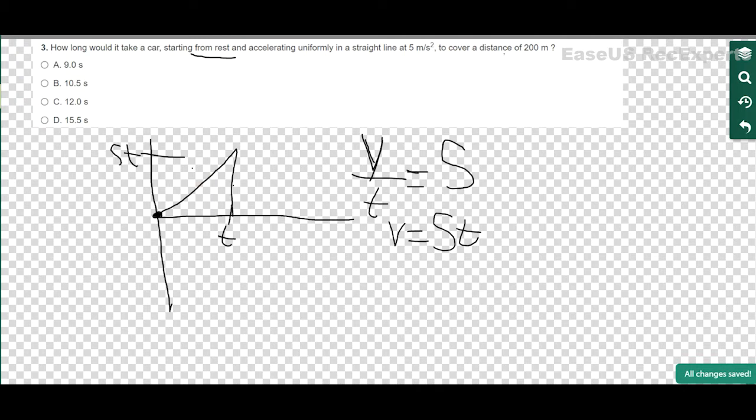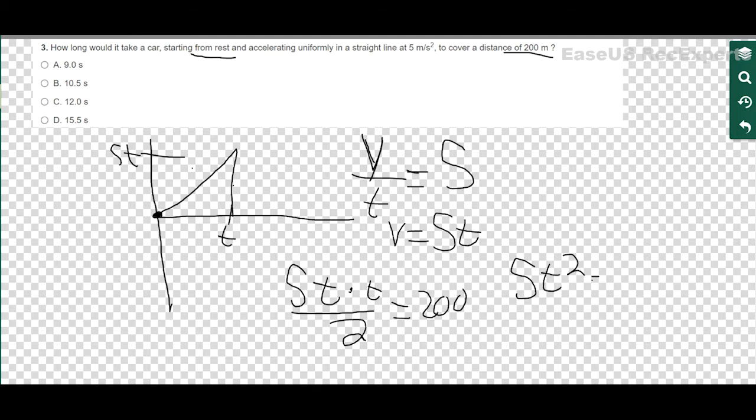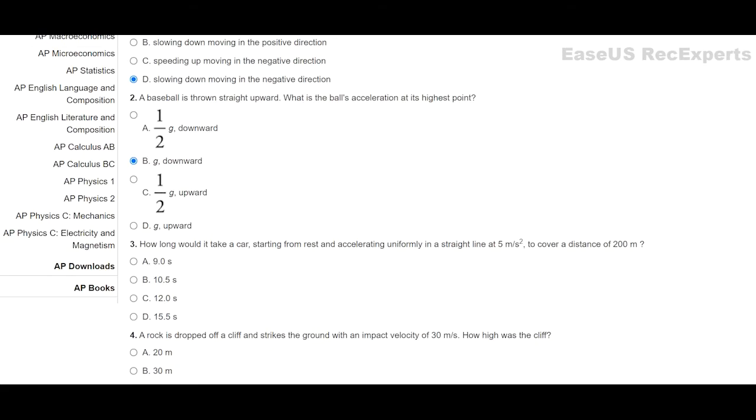Now, in order to find the distance traveled, you have to take the area under the curve. And now we have to set that area under the curve, right? 5t times t over 2 because we're working with the triangle again. Set that equal to 200. Then we get 5t squared is equal to 400. T squared is going to be equal to 80, and the closest perfect square to 80 is 81. So the square root of 81 is 9, so your answer is going to be approximately 9 seconds, and that does correspond with answer A.